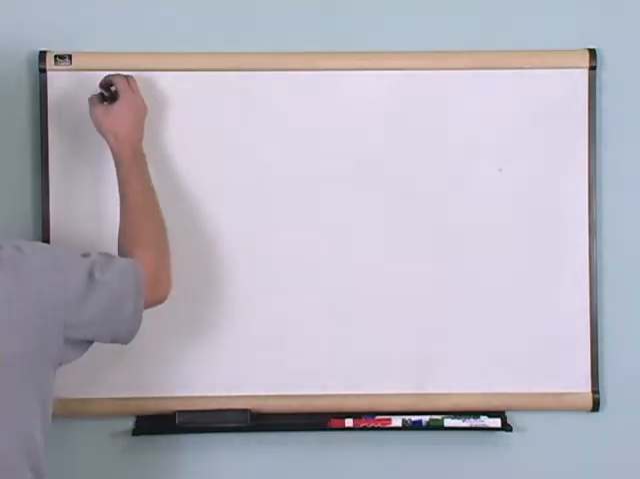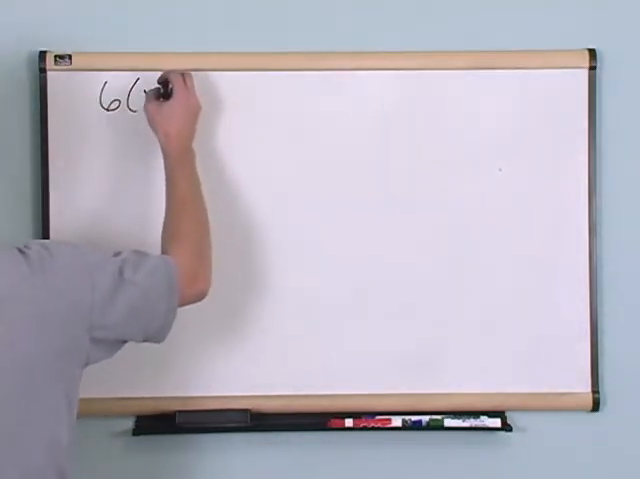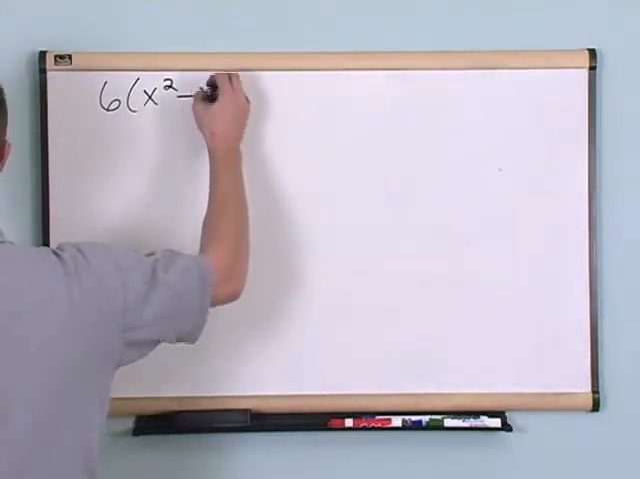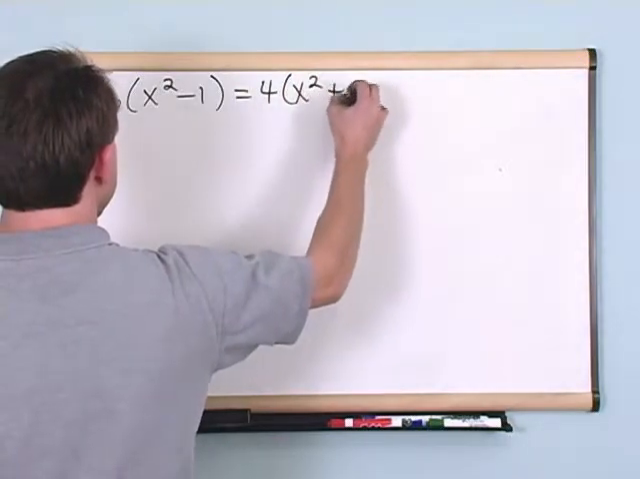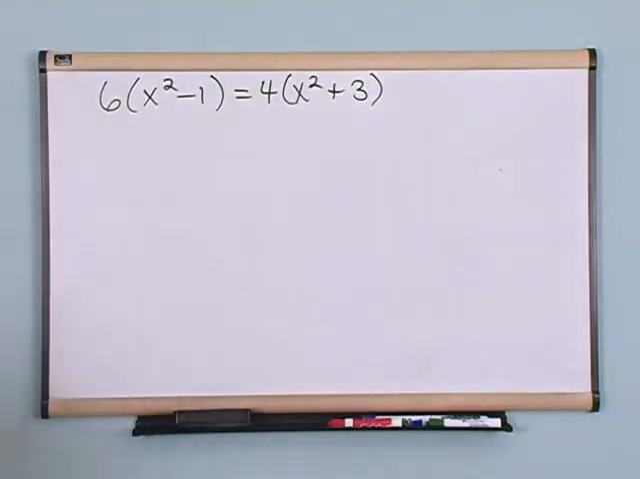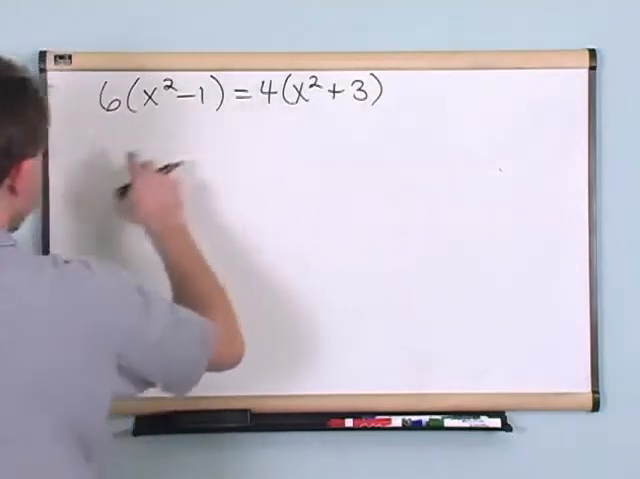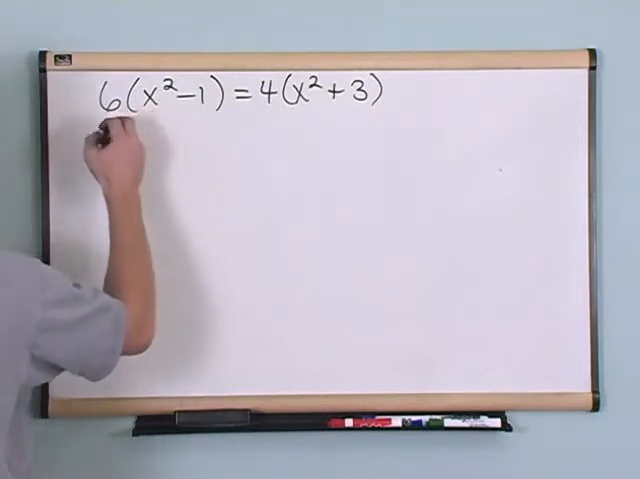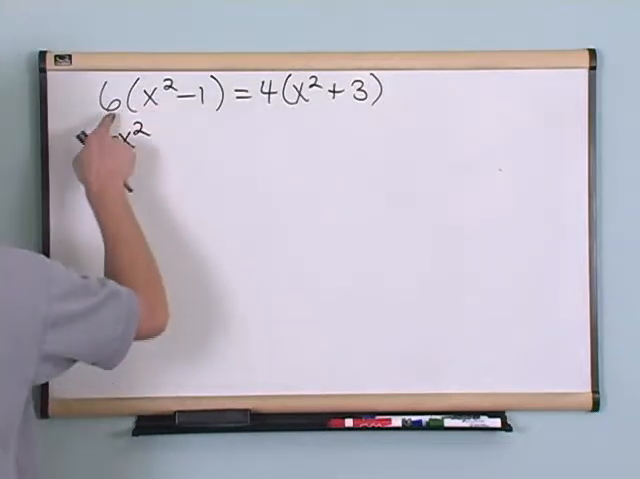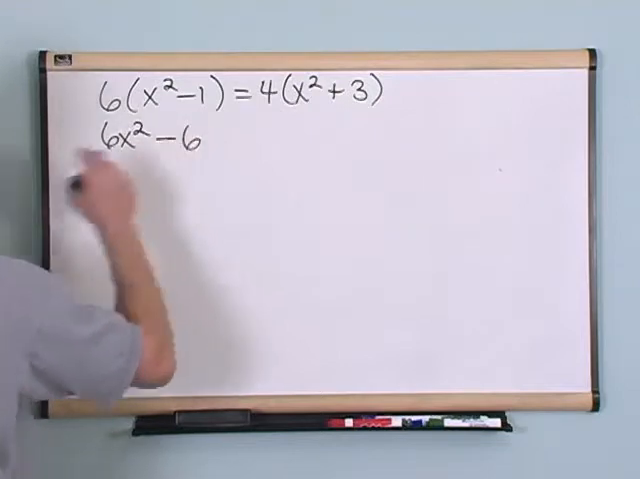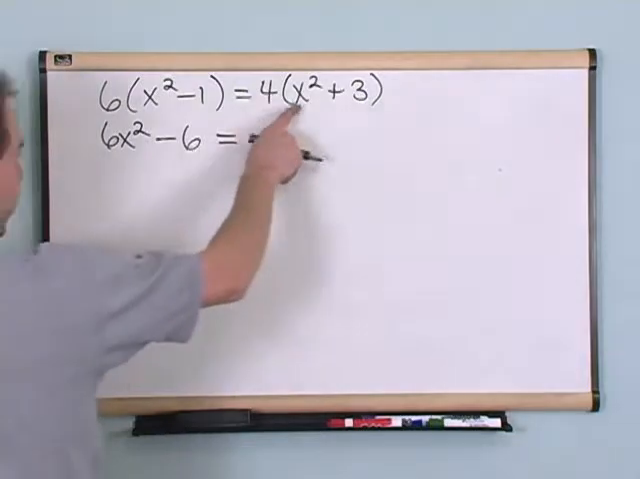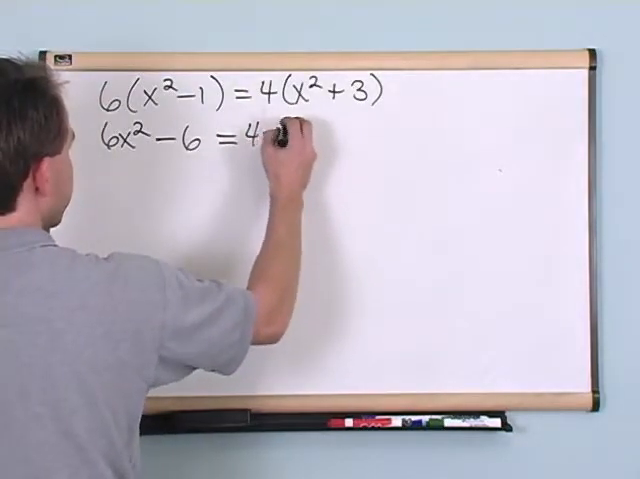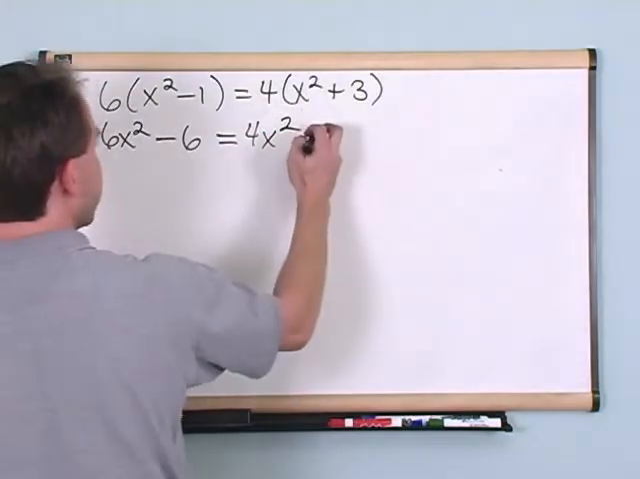Final problem is going to look like this. 6 times x squared minus 1 equals 4 times x squared plus 3. First thing I'm going to do here is just distribute these things in, and I think that'll make things easier. 6 times x squared, 6x squared. 6 times negative 1, negative 6. So I've distributed the 6 in. On the right-hand side, 4 times x squared is 4x squared. 4 times 3 is 12.